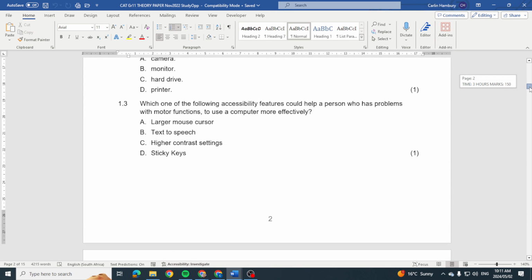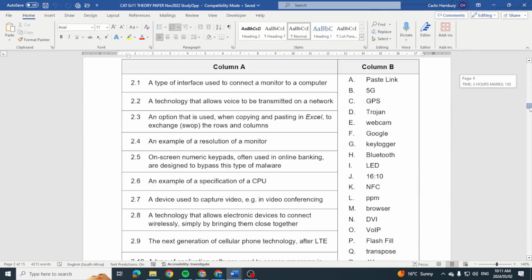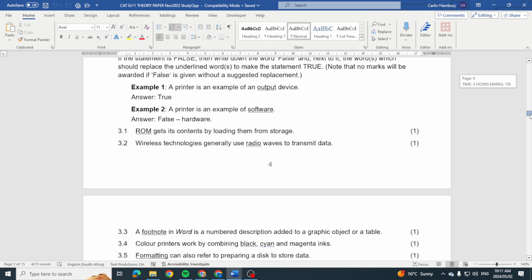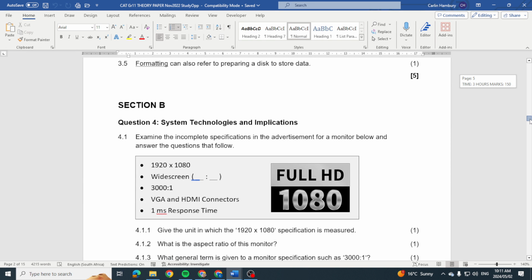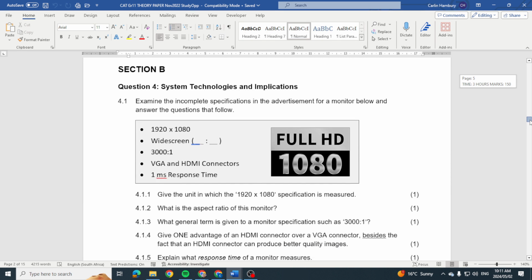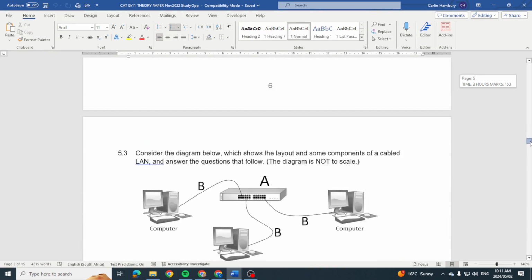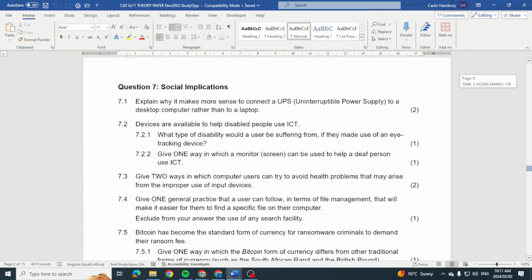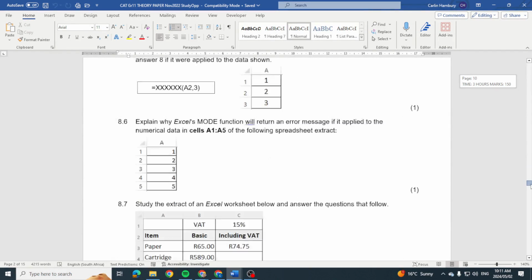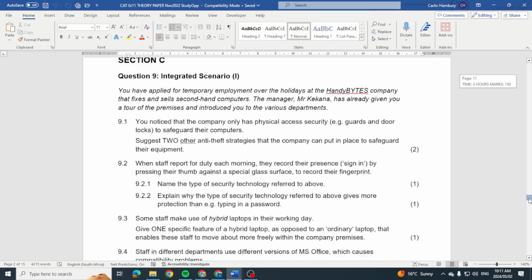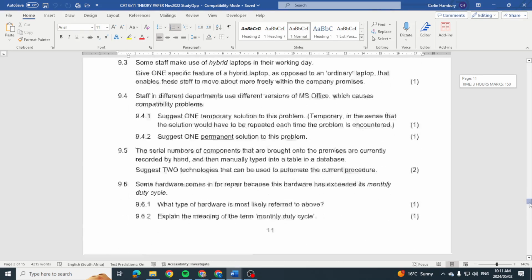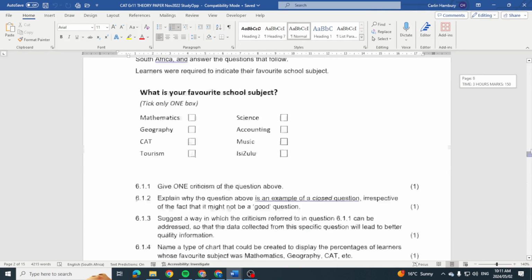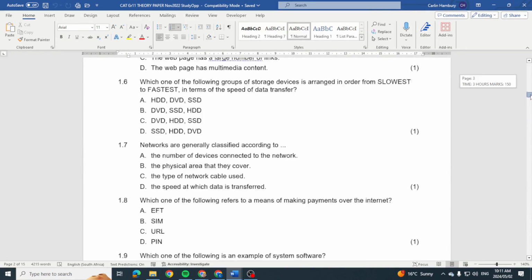And you'll see there, section A, we've got multiple choice. Then we've got a match the column. We've also got true and false statements that we need to sort out. We've then got system technologies going through. We've got networks, information management, social implications, and solution development. It's usually one or two, and our integrated scenario. So we've got two of those. Right, so those are questions that give us 150 marks. Let's have a look at what they were asking.